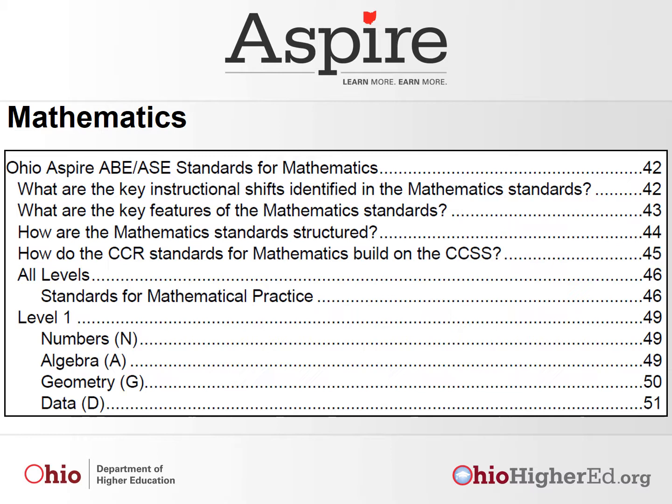The section following ELA/literacy is the mathematics section. Like the ELA/literacy section, it contains an explanation of the key instructional shifts, the structure of the standards, and how the standards build on the Common Core state standards. On page 46, the standards for math begin with the standards for mathematical practice, which are the same for all levels. Then the standards are broken down by level and include all 4 content areas: numbers, algebra, geometry, and data.